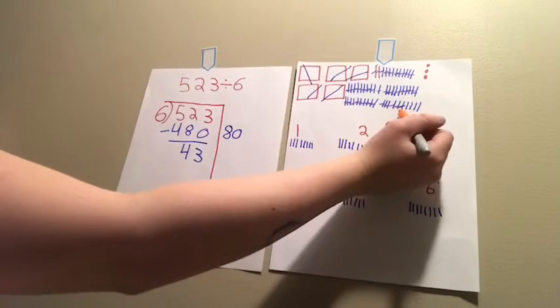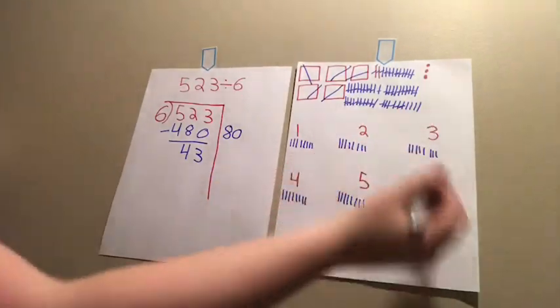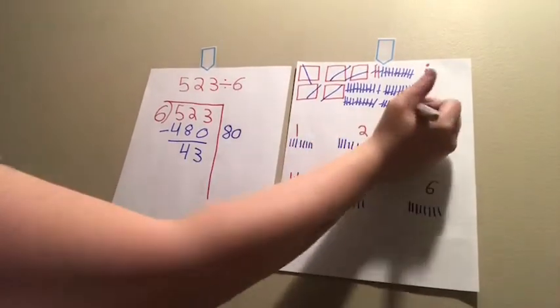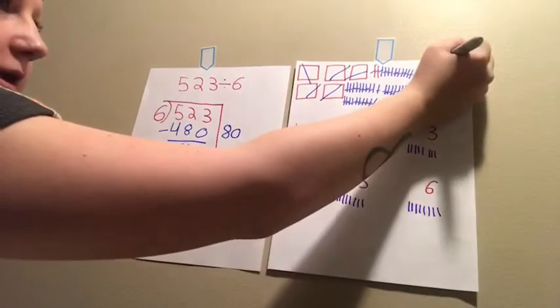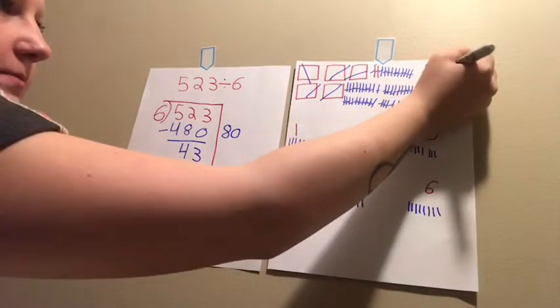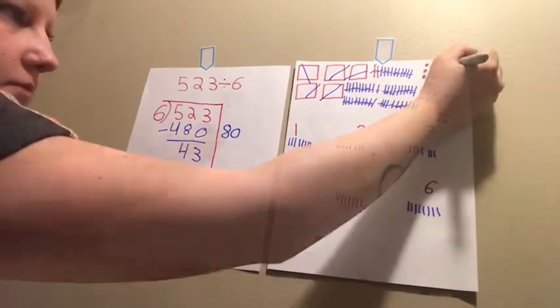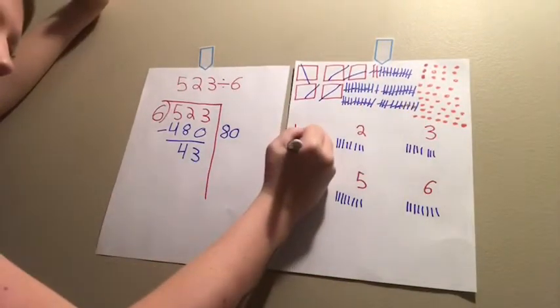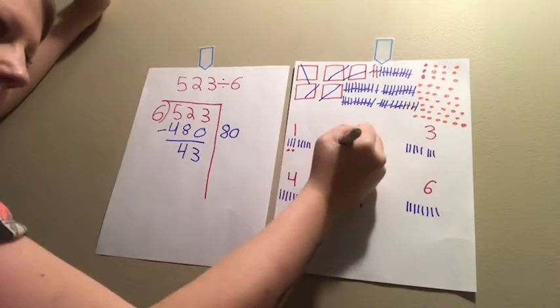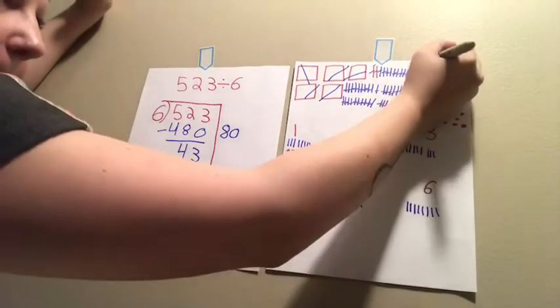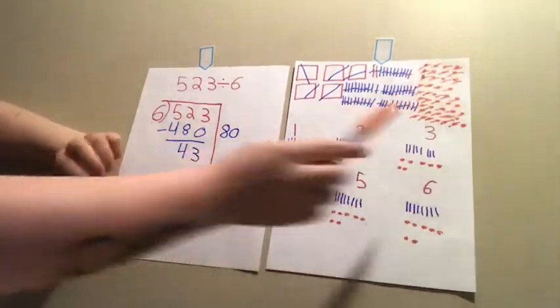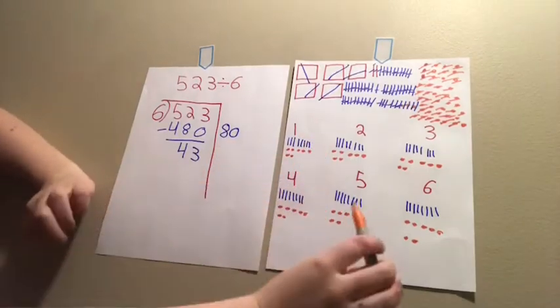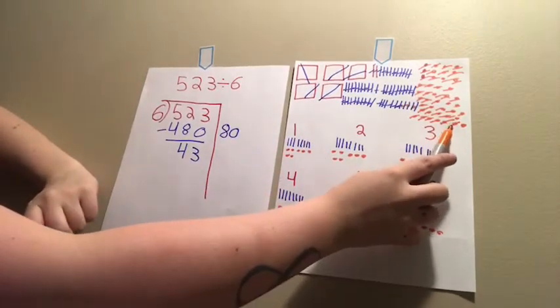So now we can split our 4 tens into 6 equal groups. So we need to split each 10 into 10 ones. So now we can split up all of our ones into our 6 equal groups. So now we've split all of our ones up into 6 equal groups and are left with 1 left over.